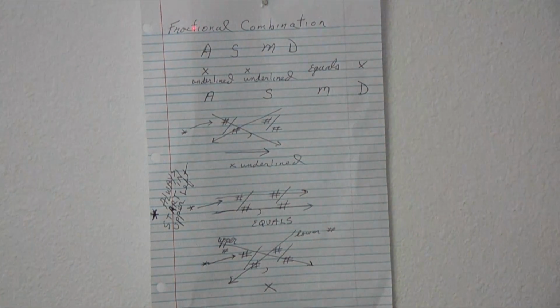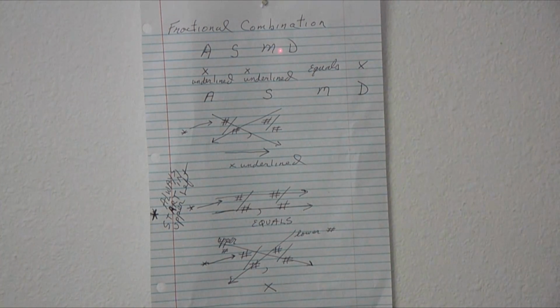So what we're going to do, we'll look at the sheet back here and I'll try to explain just what we're doing with it. If we take a look now at the first page, you're going to see up at the top it says fractional combination. Then you'll see ASMD: add, subtract, multiply, and divide. That's how you're combining any 2 fractions.